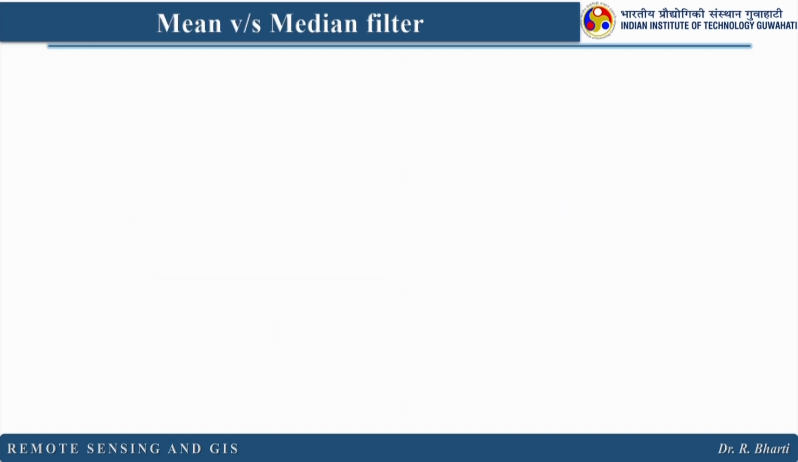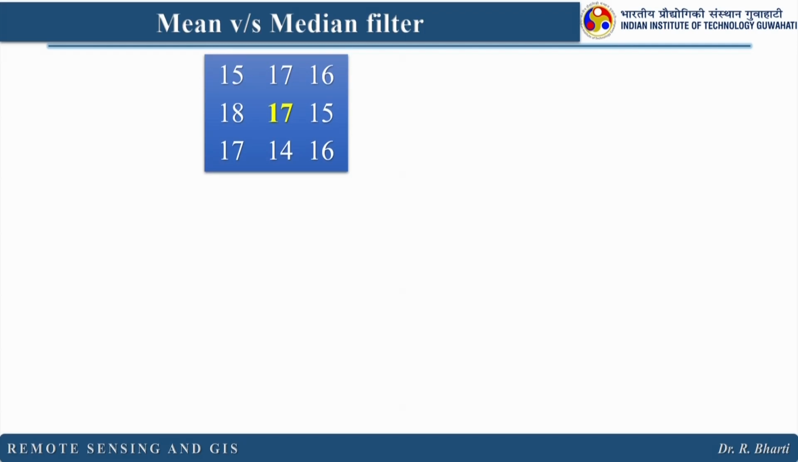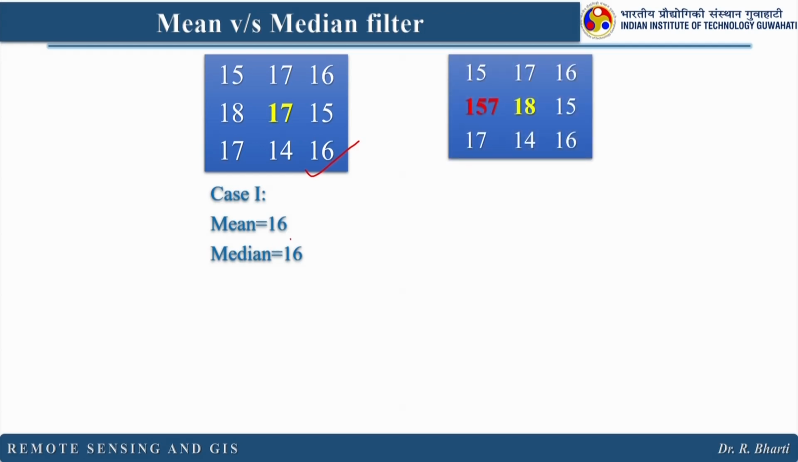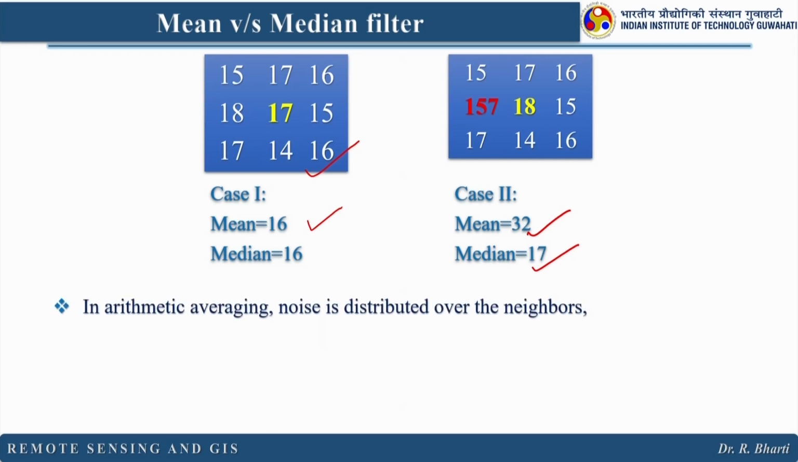So let us see mean versus median. Which one is better? In the first case, with this particular matrix, the mean is 16 and the median is also 16. So you don't have any problem whichever method you apply. Whether you use a mean filter or a median filter, both will give you a similar result. But in the second case, where the mean is 32 and the median is 17, if you use a mean filter, your central pixel value will be changed.